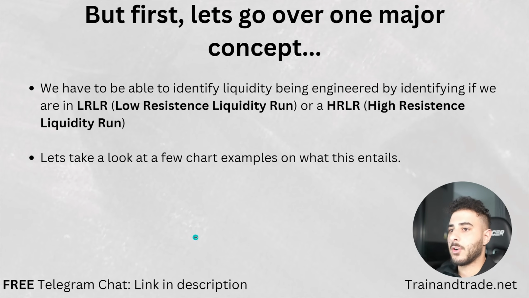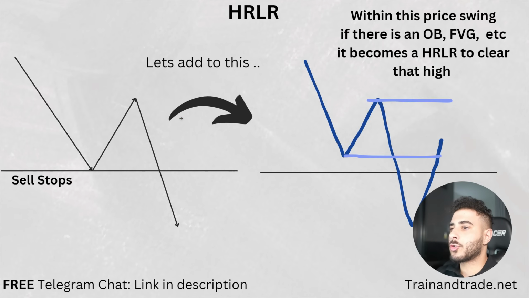I've talked about this on social media. We have to be able to identify liquidity being engineered by identifying if we're in a LRLR, which is a low resistance liquidity run, or a high resistance liquidity run. So I'm going to just go ahead straight to it on what these exactly mean.